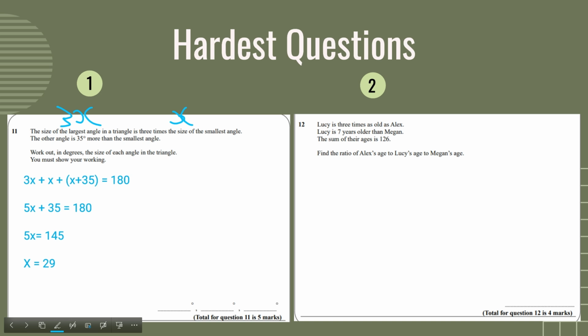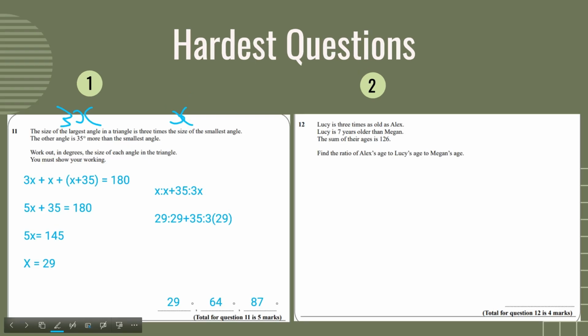As we've worked out our value of x, we sub this value of x back into our first equation of 3x + x + x + 35 equals 180. Now, I've written it as a ratio, as you will probably have to write it as a ratio in your exams, and always write it from your smallest size to your largest size. So, x is purely 29, x + 35 is 29 + 35, and then 3x is 3 times 29, giving us a final of 29, 64, and 87, and that would be all your 5 marks.